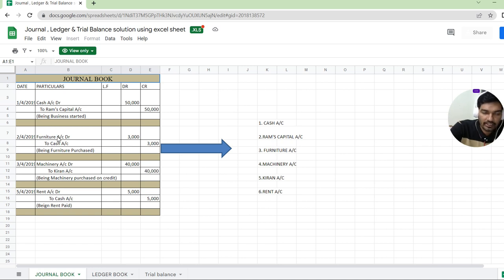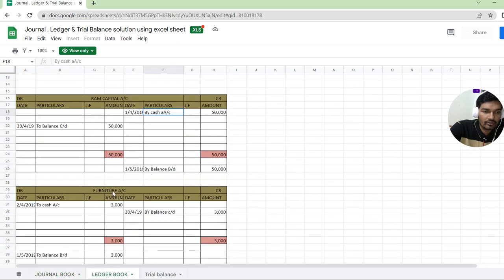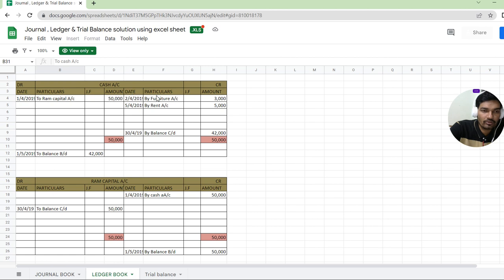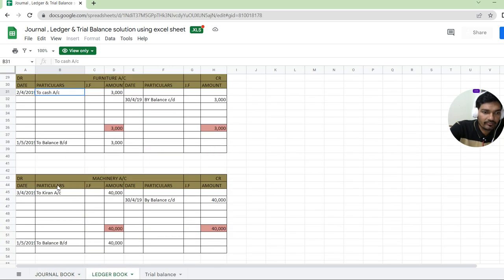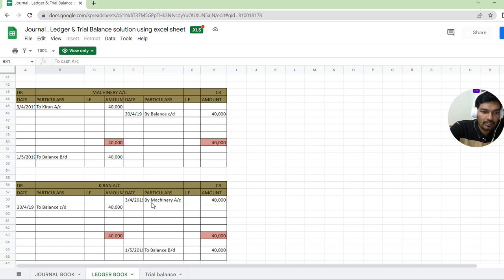The second entry is furniture account debit to cash account. So go to furniture account. On the debit side we should write 'To cash account'. Amount is 3000. So go to cash account. On the credit side we should write 'By furniture account'. Amount is 3000. The third one is machinery account debit to Kiran account. So go to machinery account. On the debit side we should write 'To Kiran account'. Amount is 40,000. So go to Kiran account. On the credit side we should write 'By machinery account'.